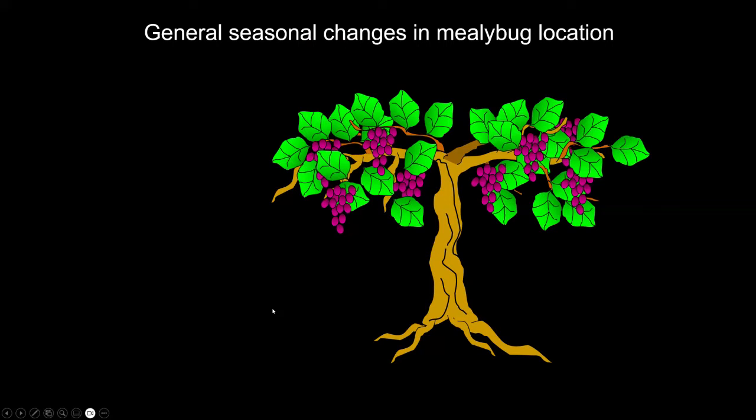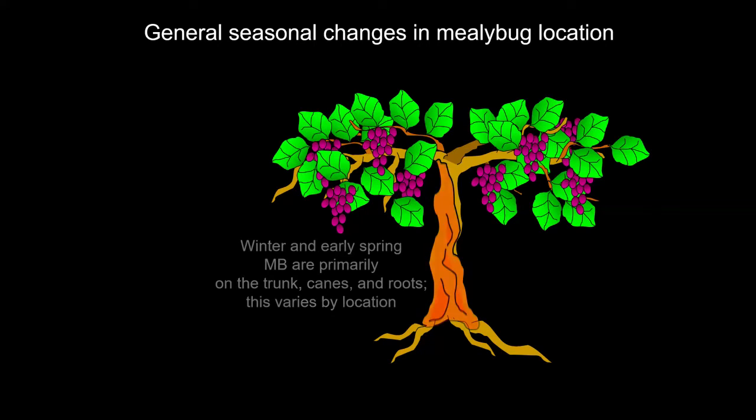Quick description of its seasonal biology. We've got the vine. Winter and early spring, most mealybugs are on the trunk, underneath the bark, sometimes on the cane, depending on where you're located, also on the roots. It varies by location. So in Bakersfield and Coachella, bigger population on the roots, smaller population, but some still in Fresno. When I go to the Central Coast, San Luis Obispo, Napa, mostly on the trunk underneath the bark, less underneath the bark on the roots.